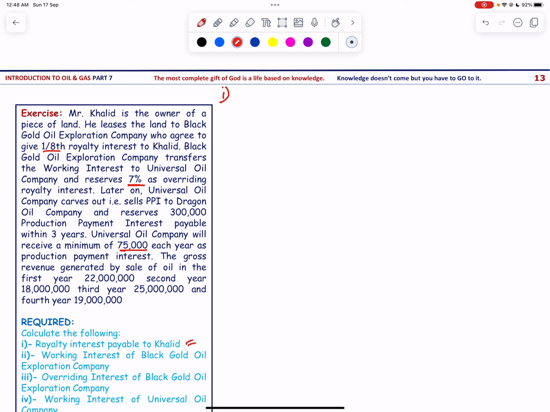So let us look into part 1, royalty payable to Mr. Khalid. Now we have year 1, 2, 3 and 4, and the gross revenue is given here as 22 million, 18 million, 25 million and 19 million.